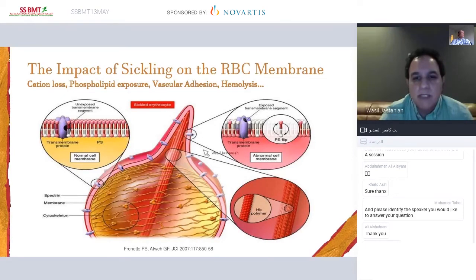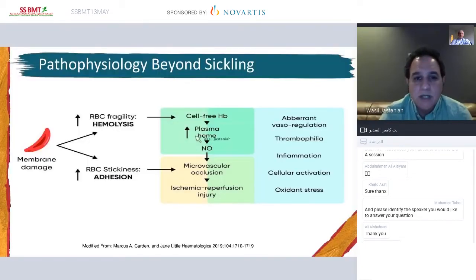Also, the membrane damage causes increased expression of vascular adhesion molecules and also reduces the lifespan of the red blood cell. As a matter of fact, the lifespan of a sickle red blood cell ranges from 10 to 20 days compared to a normal red blood cell of 120 days, so causing a state of chronic hemolysis. So it really starts with polymerization and sickling that causes membrane damage.